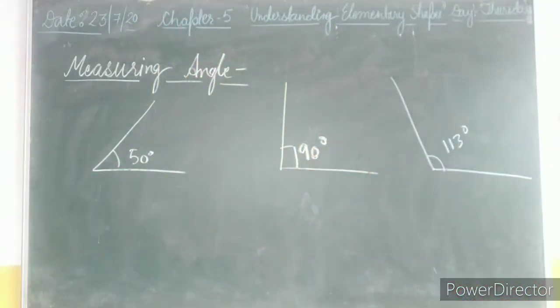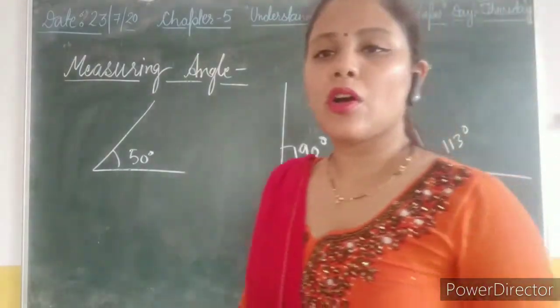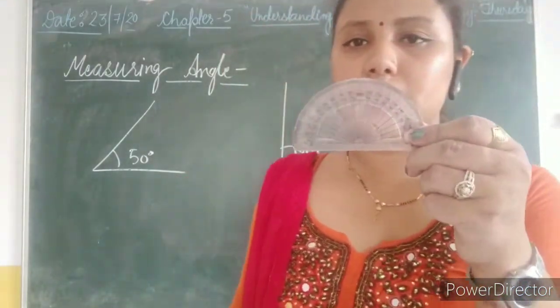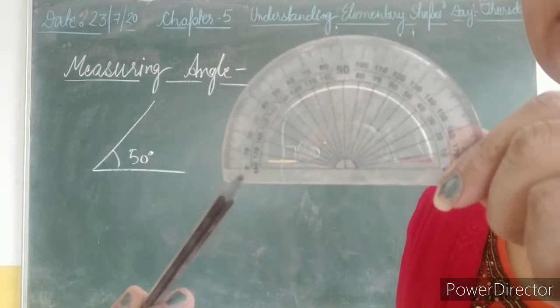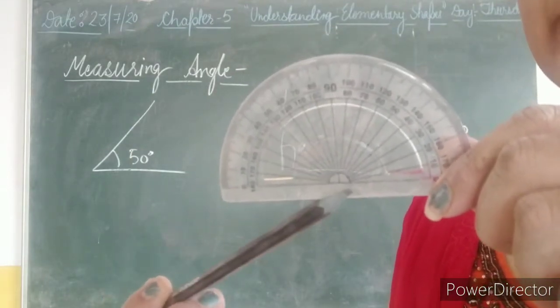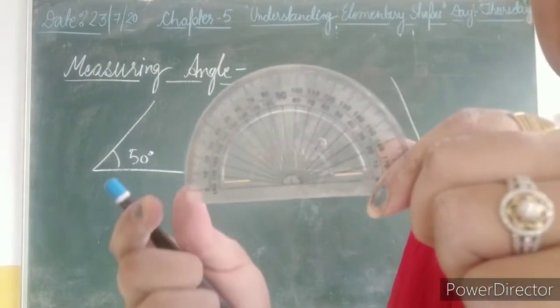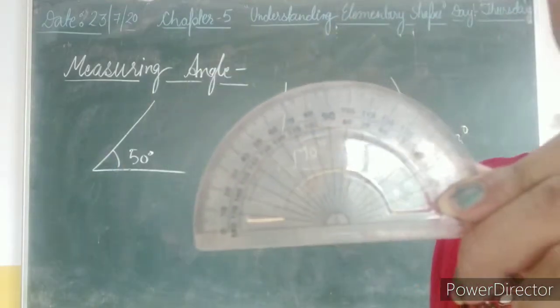So in your geometry box you have that kind of protractor. Okay. So that is the center of the protractor. This one is 0, 10, 20. So you will fix your angles and find out their values.